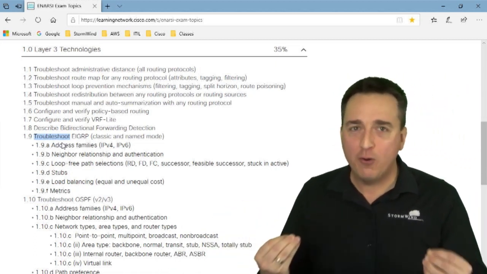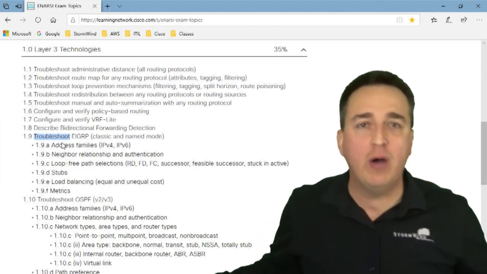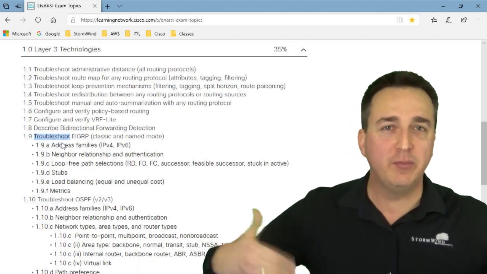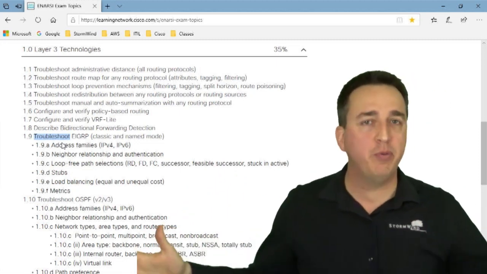You need, no matter what, regardless of the type of question, that should never matter to you going forward. This is the way you need to start thinking about Cisco exams. Doesn't matter the type of question.